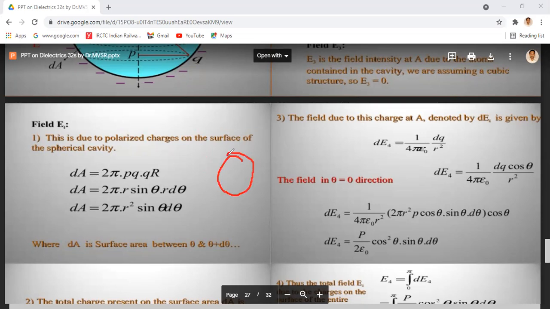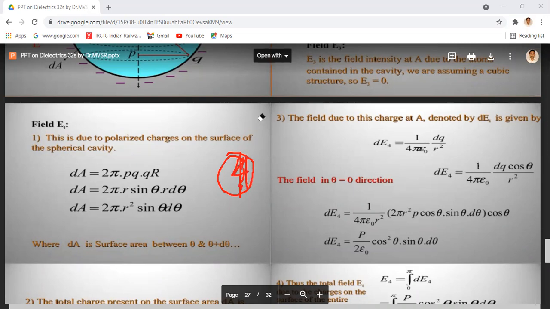Consider a spherical cavity here. On this spherical cavity, consider a small strip. This is the small strip of area dA. Here this is a radius r, and this is r plus d theta. This is PQ. So the area of this is nothing but dA.